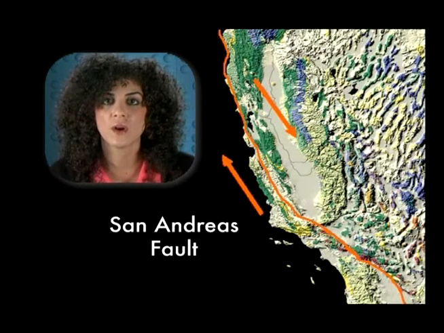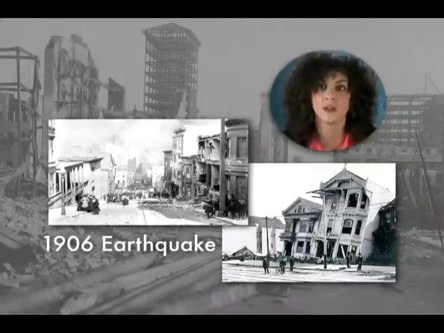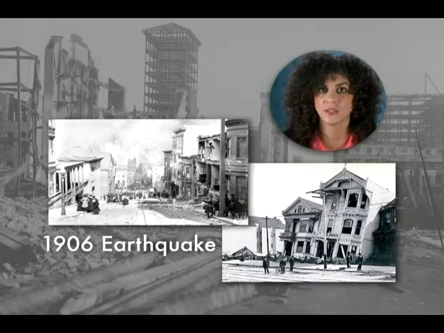What you're looking at here is an image of the San Andreas Fault in California. The San Andreas Fault is notorious for having been the cause of some pretty destructive earthquakes. That includes the 1906 earthquake, one of the worst natural disasters in the history of the United States.